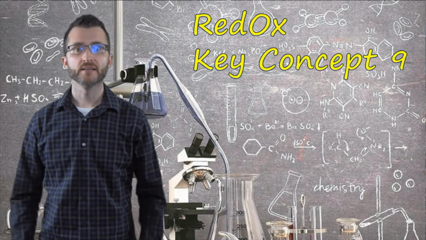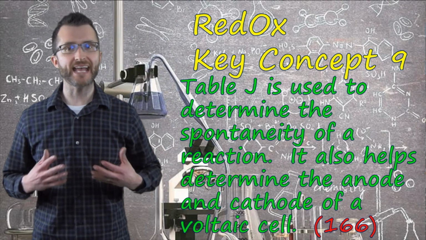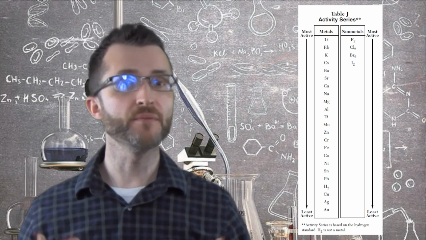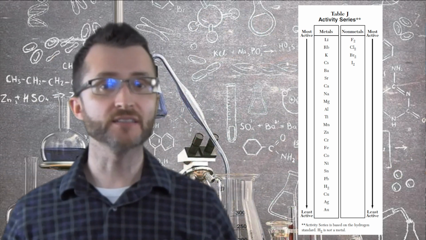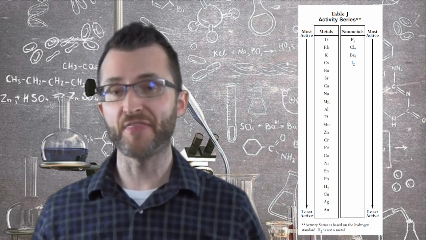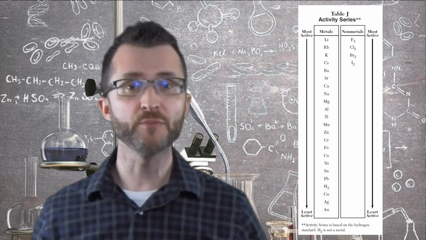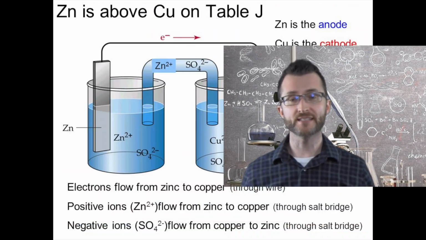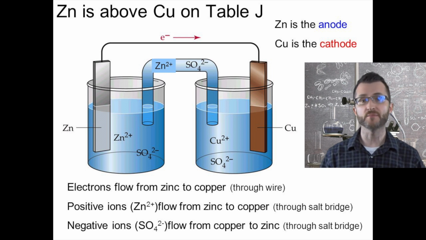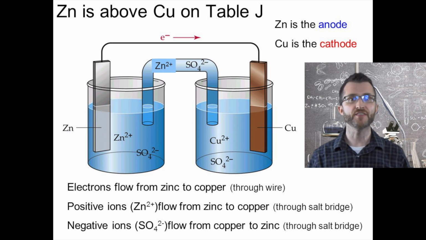RedOx Key Concept 9. Table J is used to determine the spontaneity of a reaction. It also helps determine the anode and cathode of a voltaic cell. Taking a look at Table J, we see that the most active metals are found at the top and the least active metals are found at the bottom. This can help us determine who wins the battle of losing electrons. In other words, the metal that is higher up will be the one that loses electrons. For example, zinc is higher up on Table J than copper, so zinc is going to be oxidized at the anode, and copper is going to be reduced and is therefore the cathode.